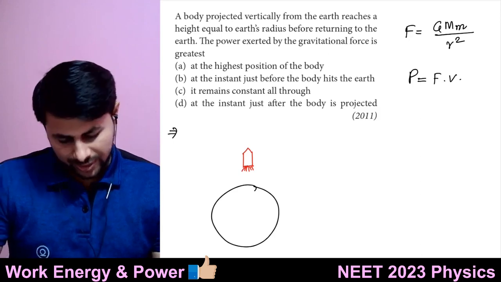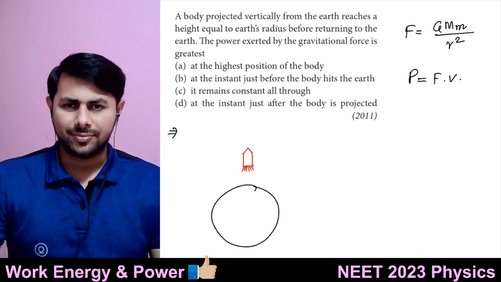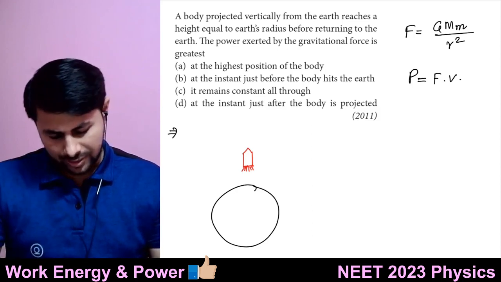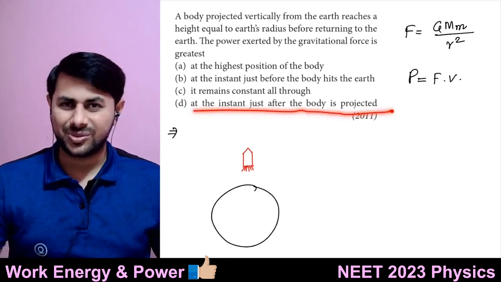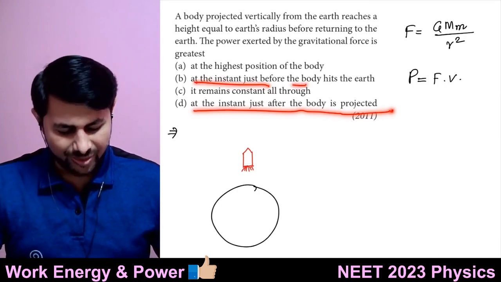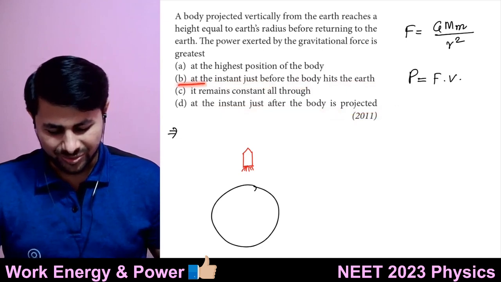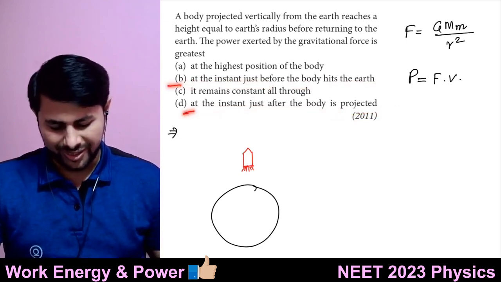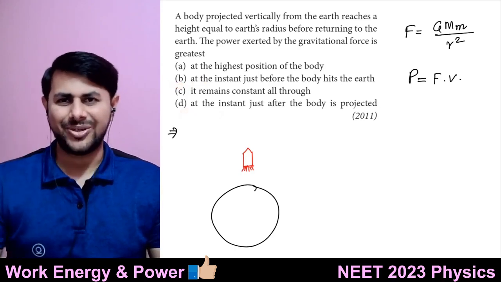You're saying option C? No, it doesn't remain constant all through. When it is on the Earth's surface, at the instant just after the body is projected, this is one option, and at the instant just before the body hits the Earth, this is another one. So which of these two will be correct? B or D? Because it will hit with the same velocity also.